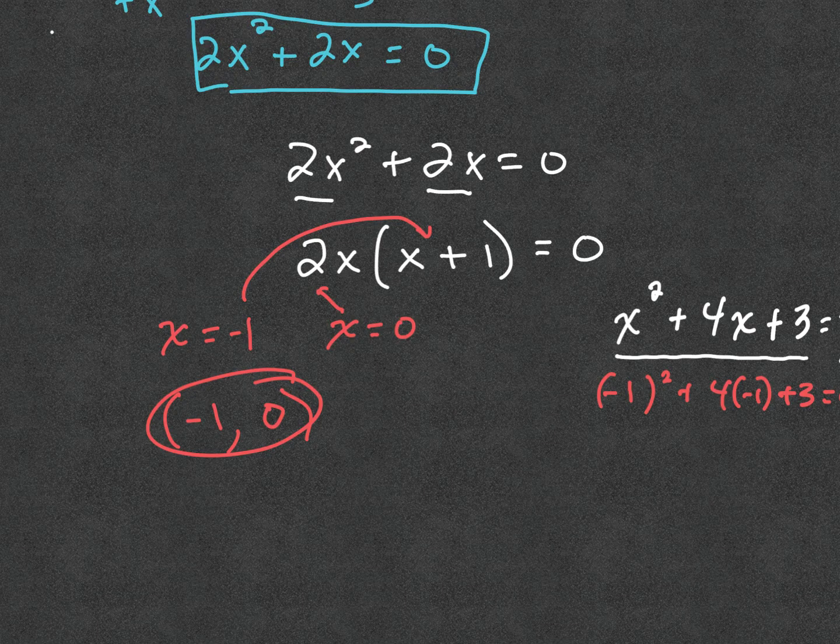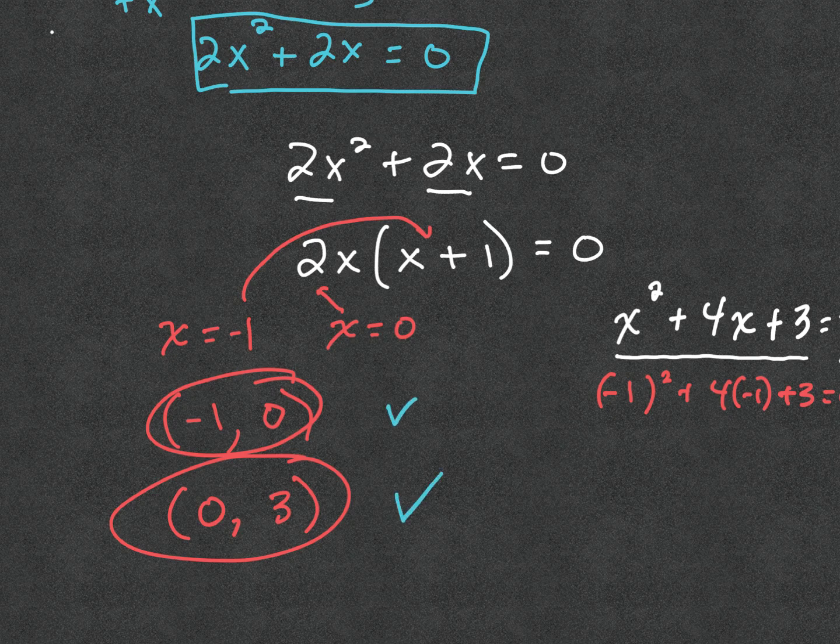The next solution is 0 is equal to x. I can see right away, if I put 0 into x squared plus 4x plus 3, I get 0 squared plus 4 times 0 plus 3 is equal to 3. And there I have my two points, point 1, point 2. That's where they cross. Great, let's take a look at the next example.